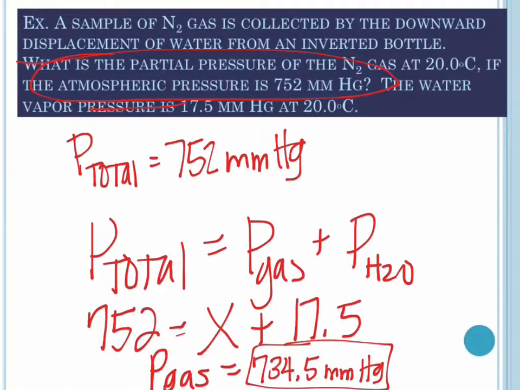Okay, are there any questions over the problems? Yes? It said, what is the partial pressure of the nitrogen gas at 20 degrees Celsius? Okay, so that's where, if we had a chart, we would go look at 20 degrees Celsius, but it told us that water at 20 degrees Celsius is 17.5.